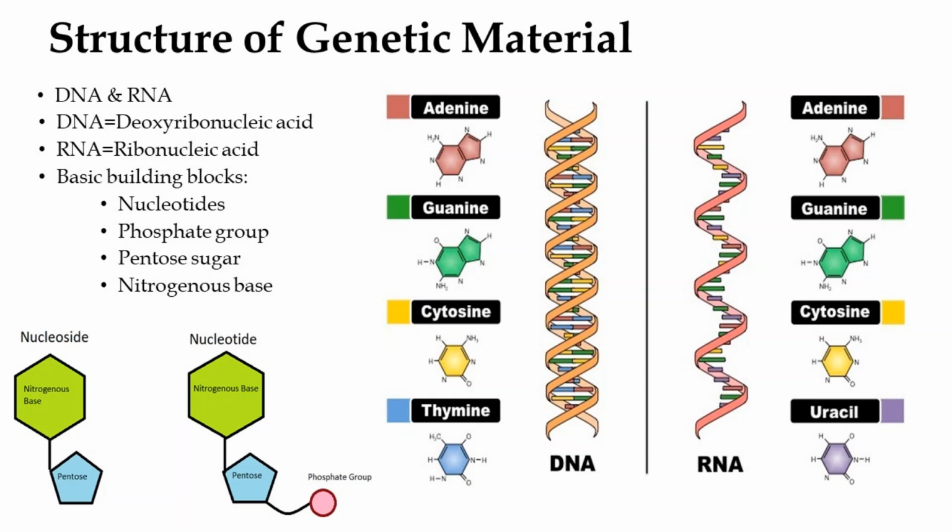Now, in your DNA, you have 4 nitrogenous bases. You have adenine, guanine, cytosine, and thymine. In your RNA, you have adenine, guanine, cytosine, and the thymine is ideally replaced by uracil. Now, your adenines and guanines are your purines. Cytosine, thymine, and uracil are your pyrimidines.